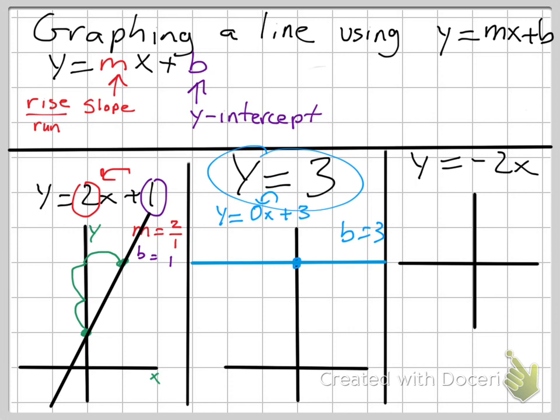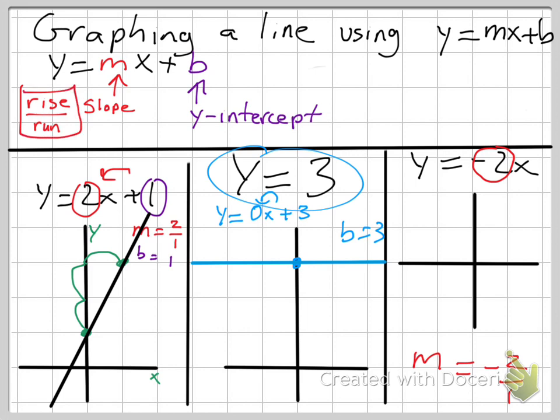In this one, we don't have a b. Let's do this one in red. So all we have is a slope. Our m is going to equal negative 2 over 1. Remember, like I said before, because we have our slope as just the number negative 2, we have to put it over 1, so we have our rise over run.